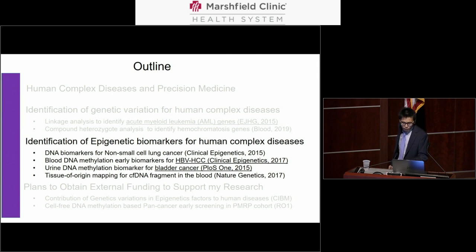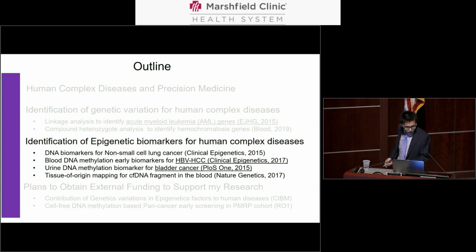So these two examples showed how to identify disease genes with genetic analysis. But the question is, for lots of diseases, especially complex diseases, genetics only contributes maybe 20% or 30%. The majority of the contribution may come from the epigenetic environment and their interactions. So how about we use some epigenetic biomarkers to do something?